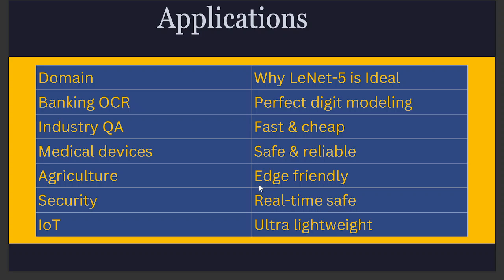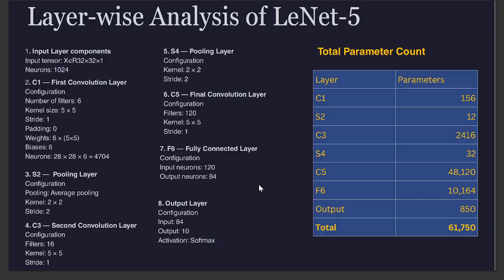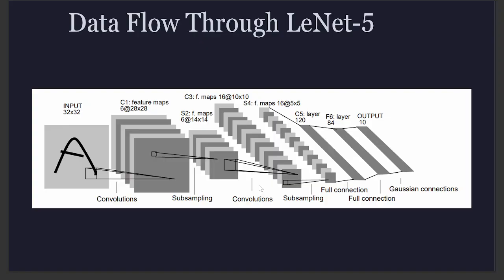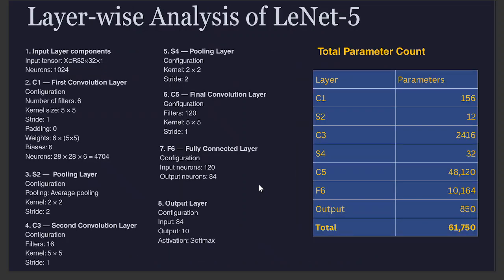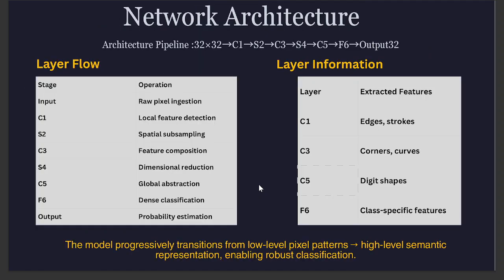LeNet 5 did something profound. It showed the world that deep neural networks could work, not theoretically, not hypothetically, but practically. It transformed computer vision from handcrafted engineering into learned representation, from rules to data, from manual pipelines to end-to-end learning. And this shift created modern AI. Today we train billion parameter transformers, but in 1998 a small network with 61,750 parameters quietly started a revolution. It was the beginning of deep learning for vision.